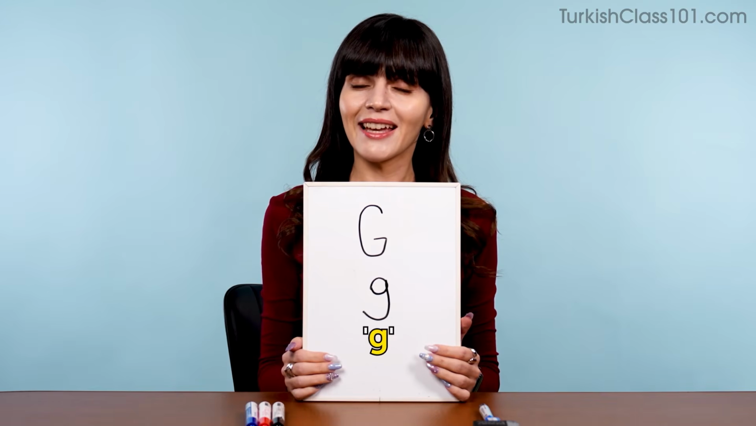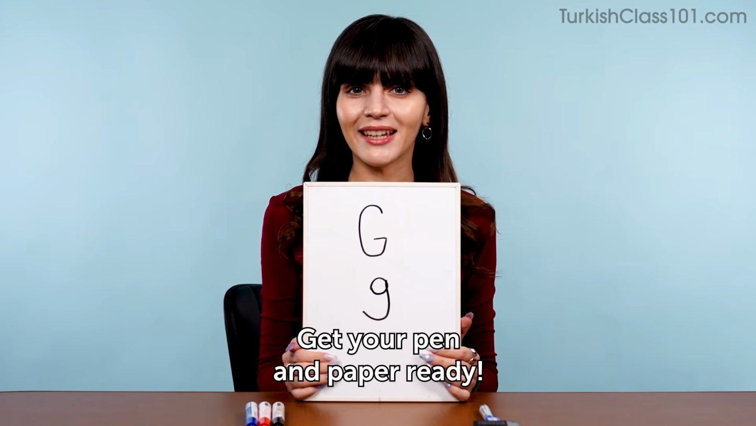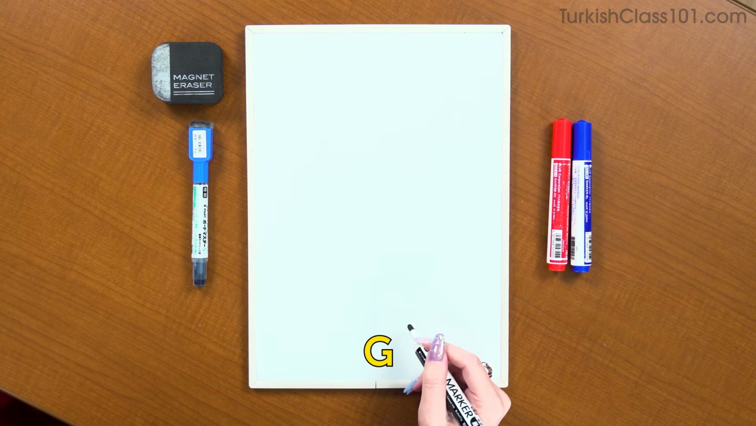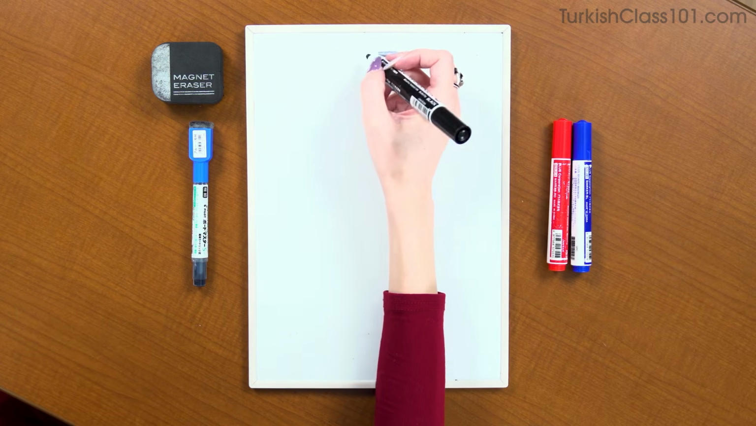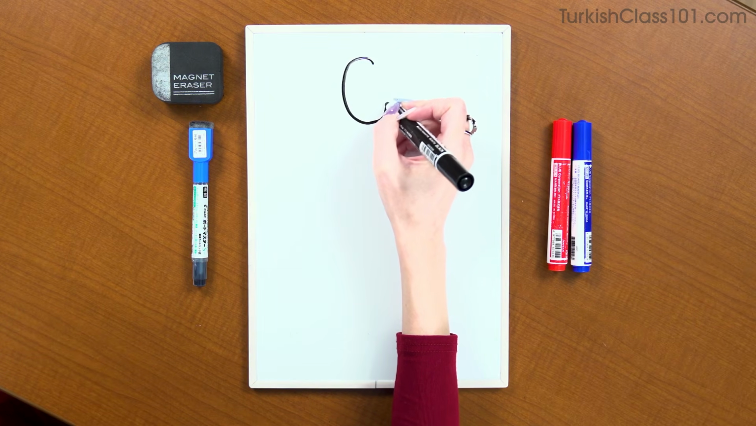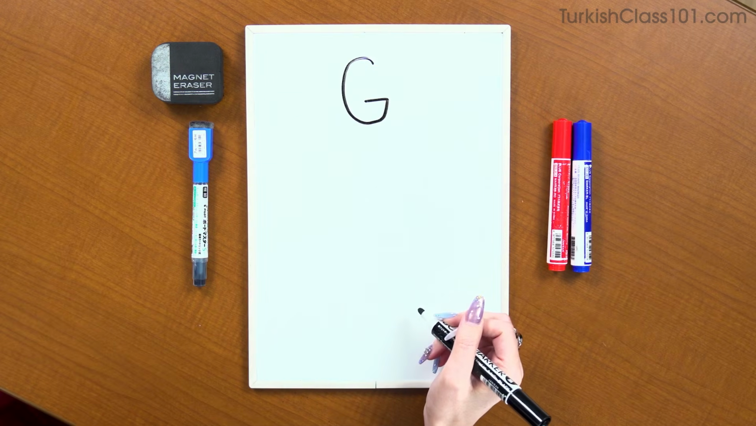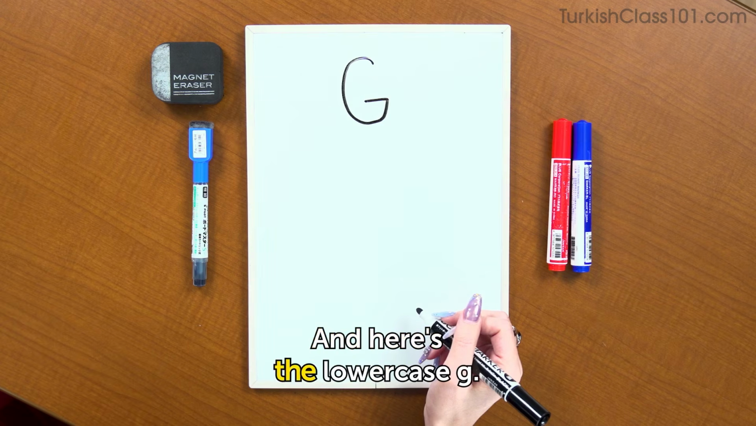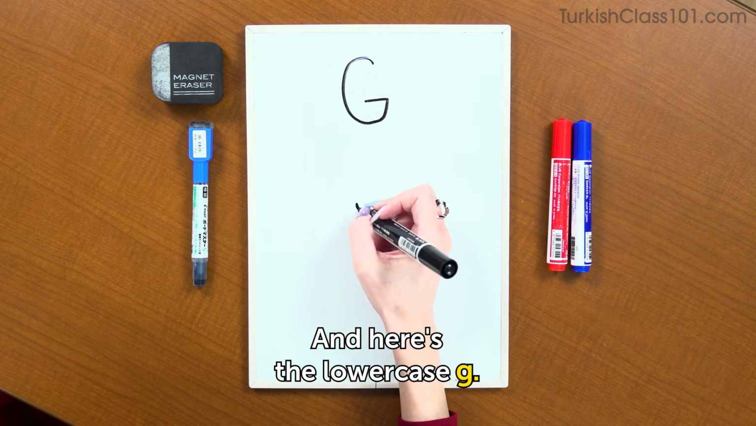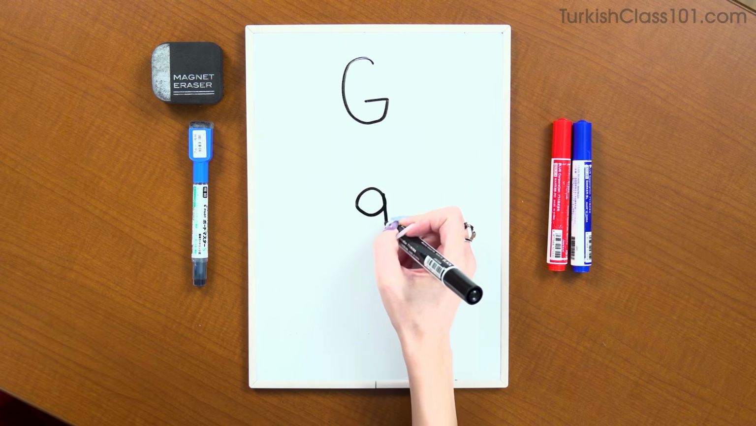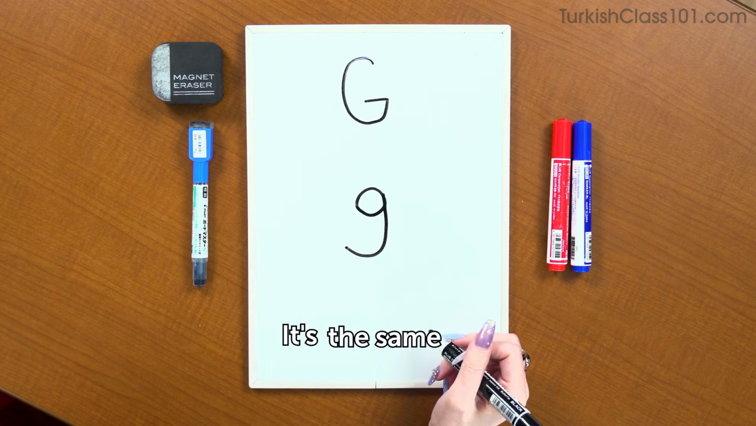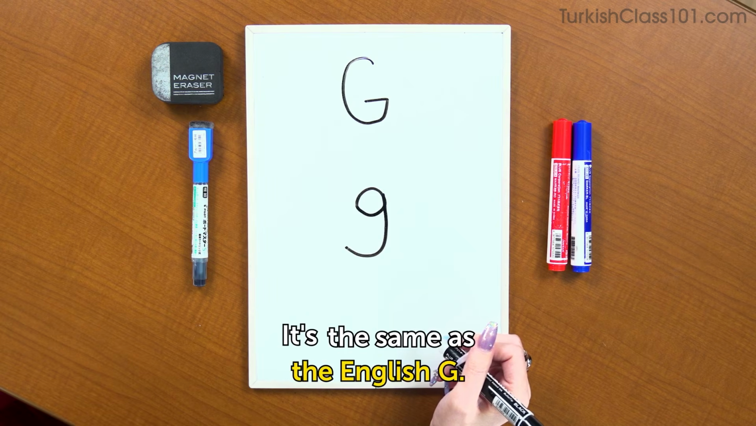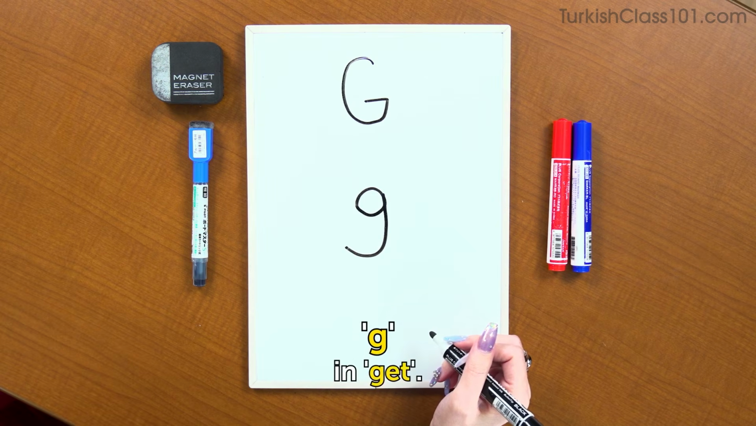Do you know how to write G in Turkish? Get your pen and paper ready. Here's how you write the uppercase G. And here's the lowercase g. It's the same as the English G. It sounds like G in get.